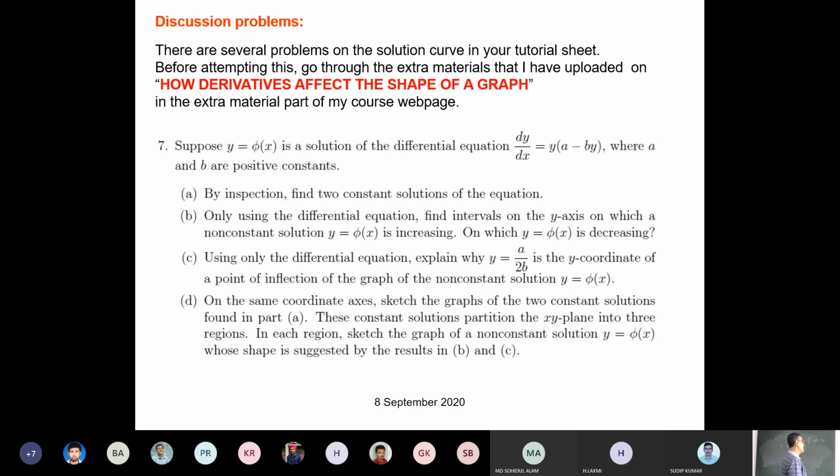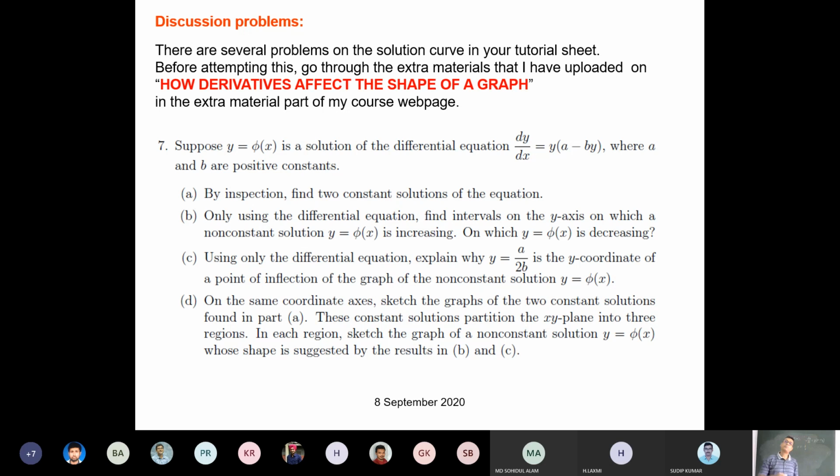Okay. So now the next question is, using only the differential equation, you have to find the intervals on which the solution curve is increasing, and the intervals on which the solution curve is decreasing. Now, in that particular write-up that I have uploaded, how derivatives affect the shape of a curve.